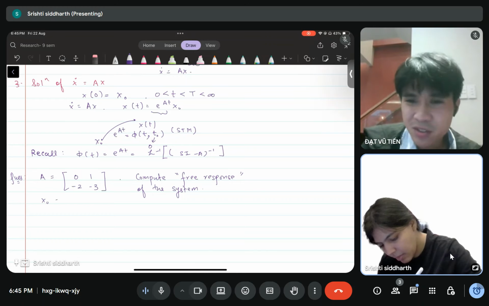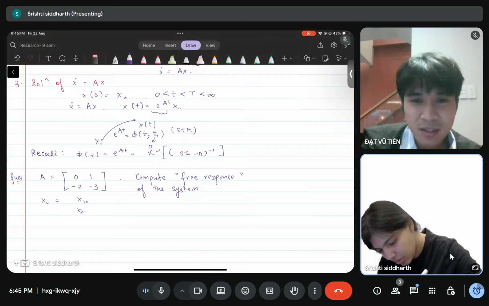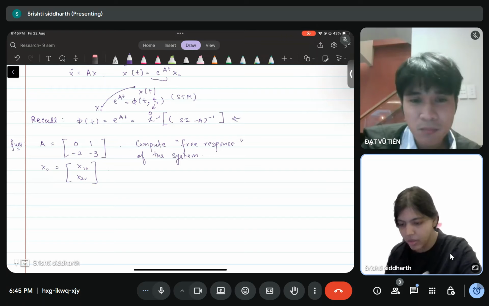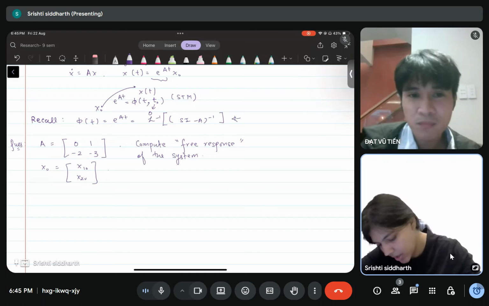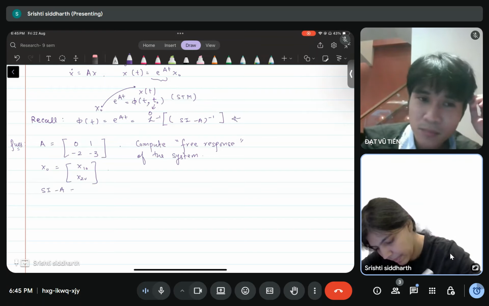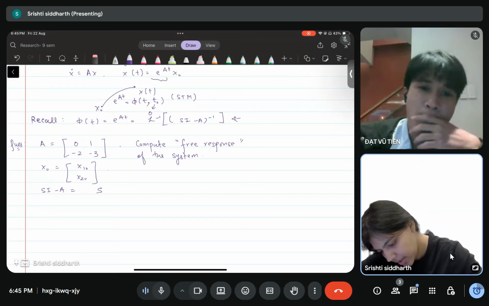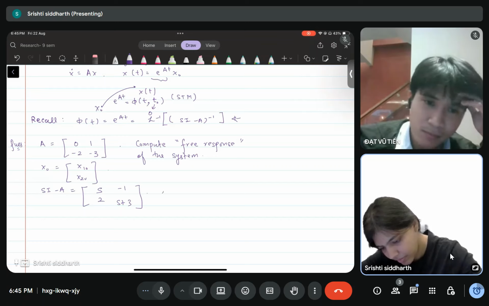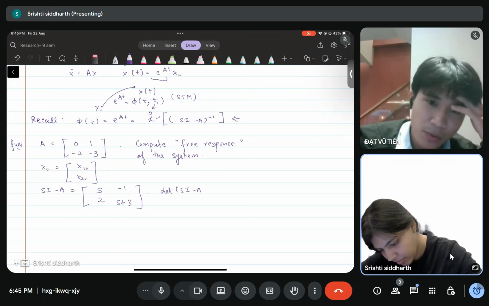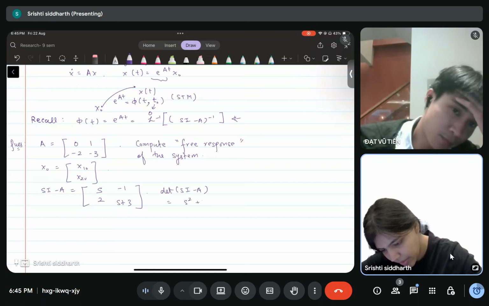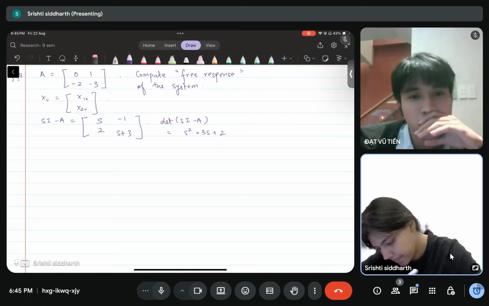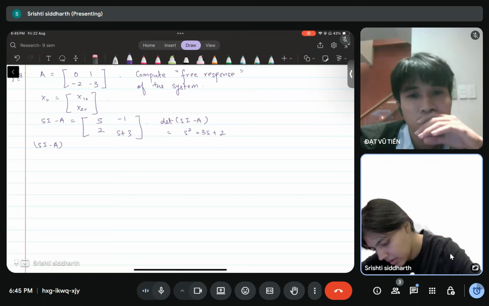So let's say that there is some initial condition x10 and x20. Now we want to compute the Laplace inverse of sI minus A. So this is simple. In this case, it's s plus 3, minus 1 and 2, s square plus 3s plus 2, (sI minus A) inverse in this case.